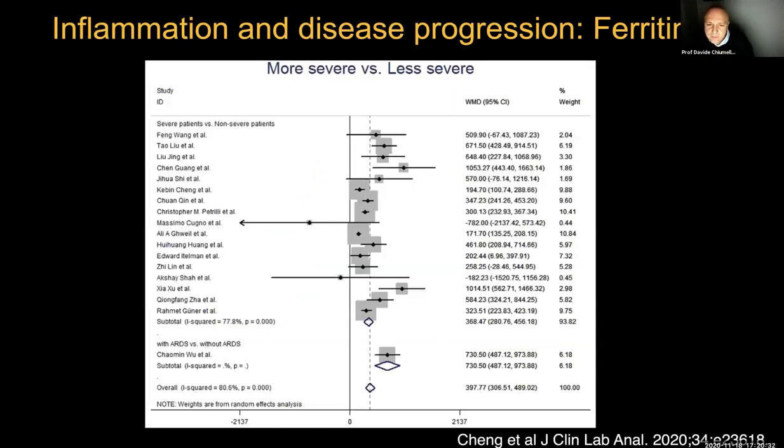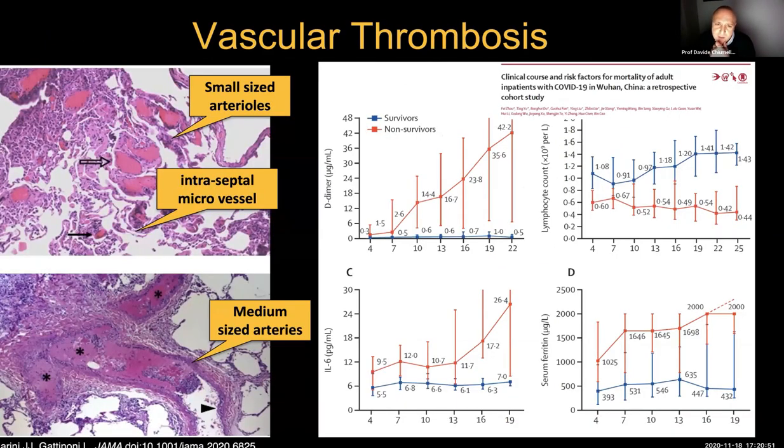Now, alongside the importance of inflammatory markers, we've measured quite a lot of ferritin, everyone, and you can see it's clearly associated with more severe disease versus less severe disease. And clearly D-dimers. This is again one of the early studies on the right-hand side, where you can see the association between D-dimers, IL-6 and serum ferritin as markers of more progressive disease and certainly more associated with non-survival.